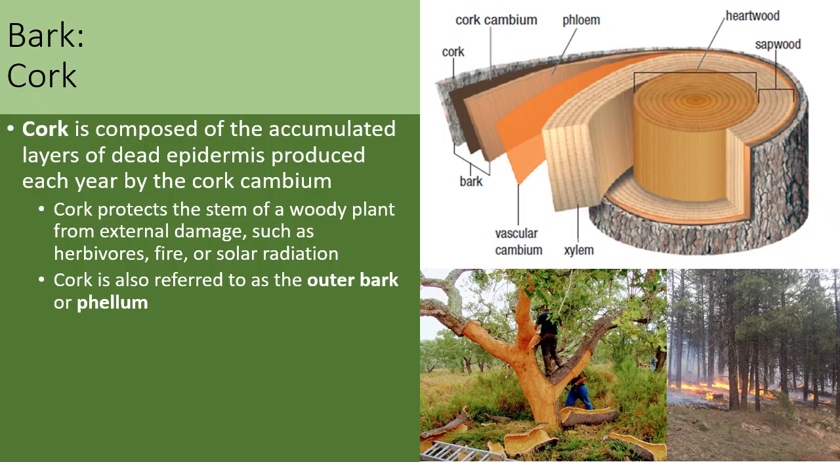And the last big thing that cork does for the tree is it protects it from solar radiation. So you can imagine that if you've got an exposed tree trunk sitting in the sun all day, there's a risk that you're going to cook the tissues of the phloem and the vascular cambium. So by having a thick insulating layer of cork, woody plants can prevent damage to the living tissues just under the cork. And then cork is also frequently referred to as outer bark or the phellem.